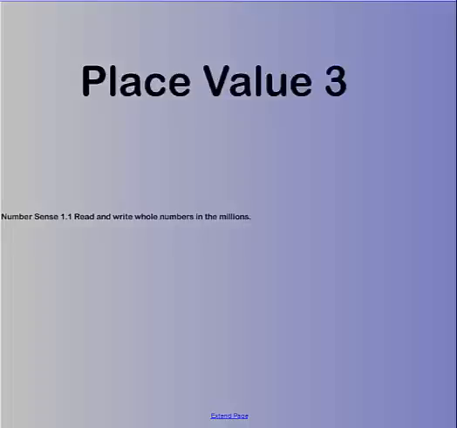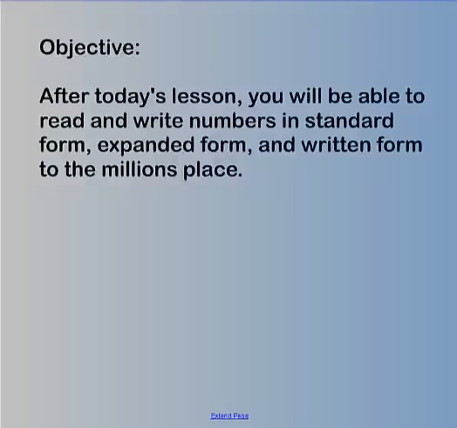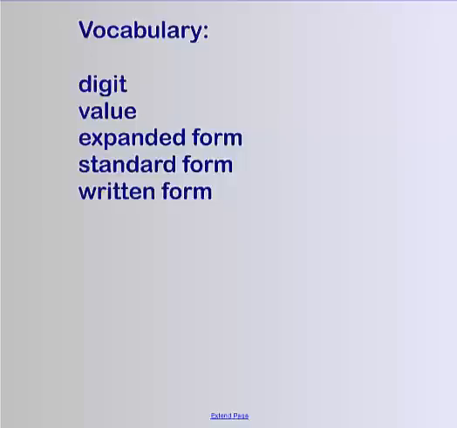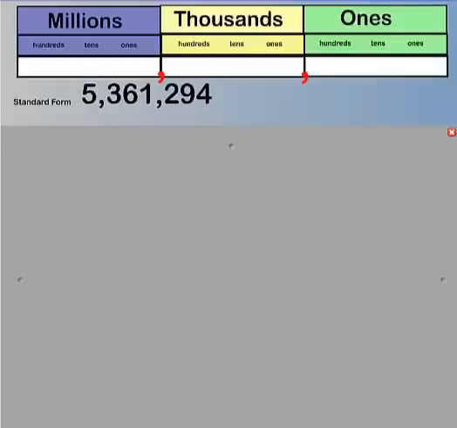Welcome to Place Value Lesson 3. Number Sense, you're going to read and write numbers into the millions. After today's lesson, you will be able to read and write numbers in standard form, expanded form, and written form to the millions place. The vocabulary you need to know is digit, value, expanded form, standard form, and written form.